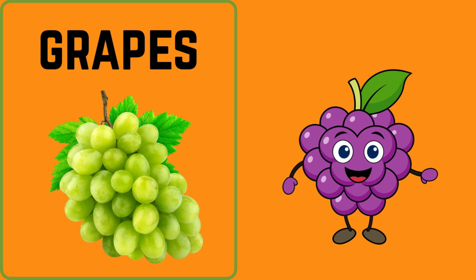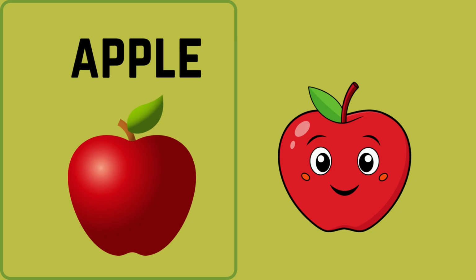Grapes. Grapes shape is oval, smallest oval, and its color is green. Good. Apple. You know apple color? Apple color is red, and its flavor is sweet. So yummy and healthy fruit.